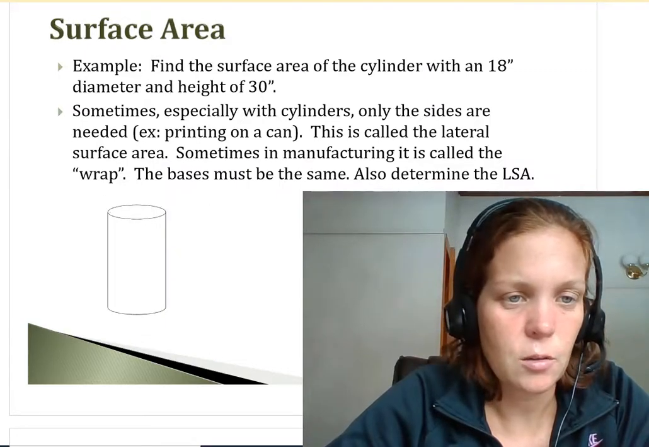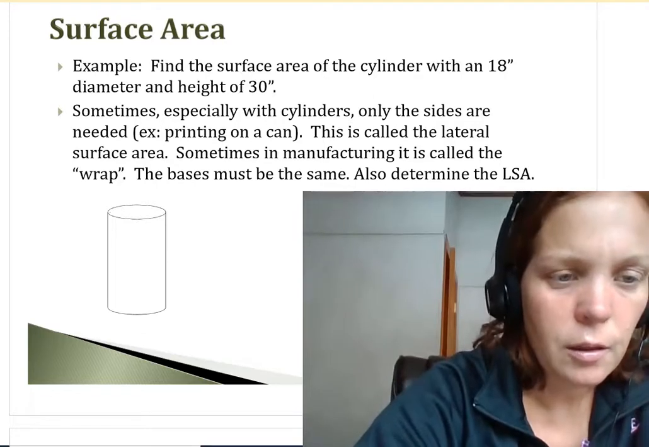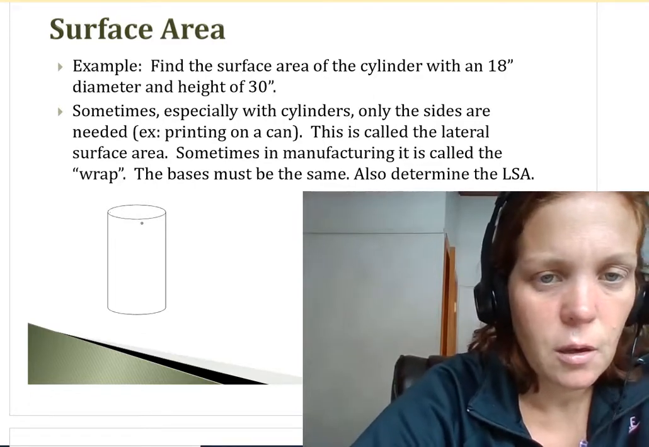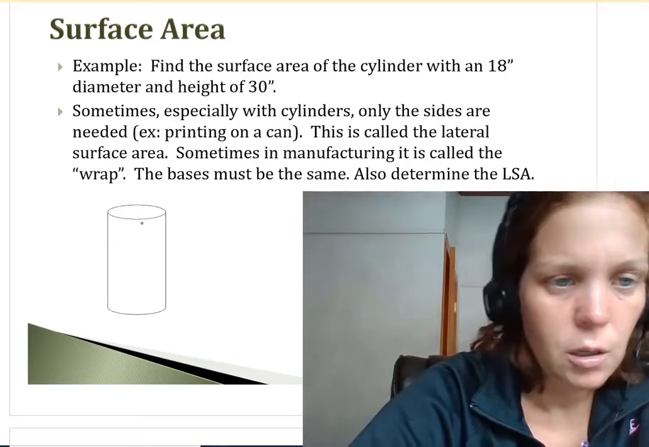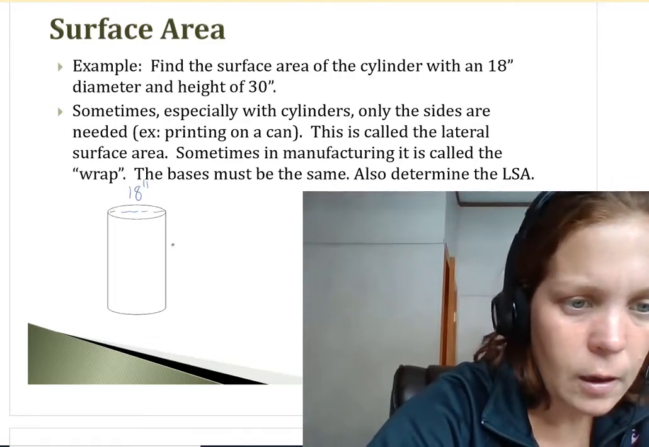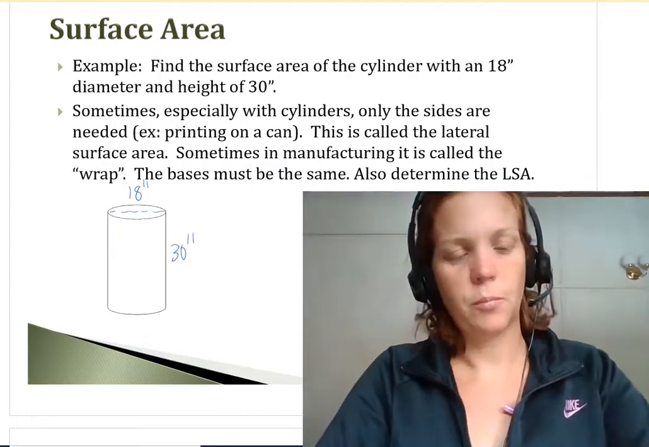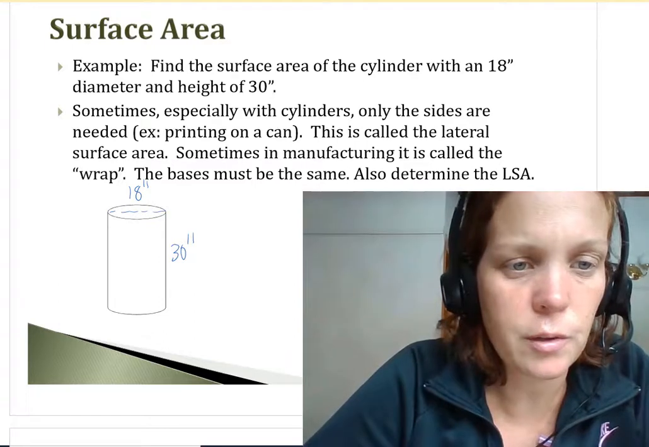Now going on to the next one, we have a cylinder here. Anything that has a circular base, but three-dimensional is called a cylinder. So this has an 18-inch diameter and 30-inch height. So let's talk about that lateral surface area somewhere here as we figure out how to get the surface area of this.